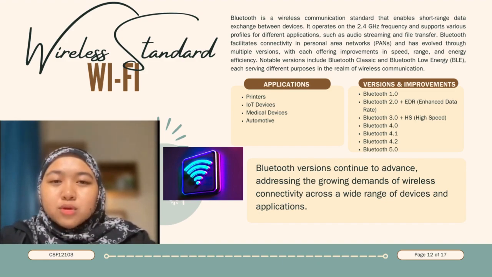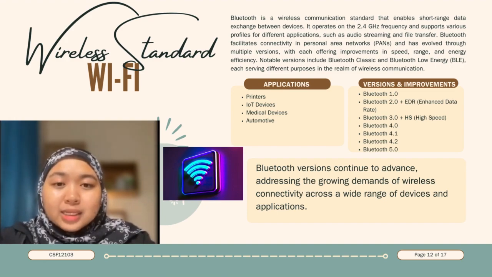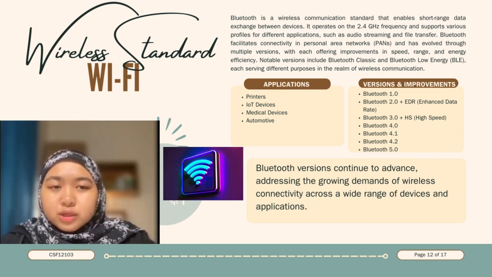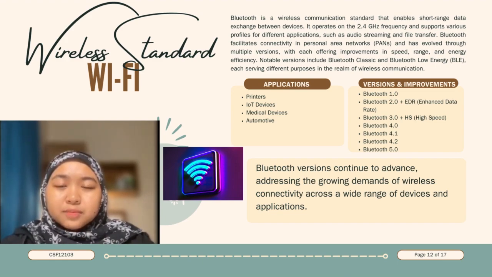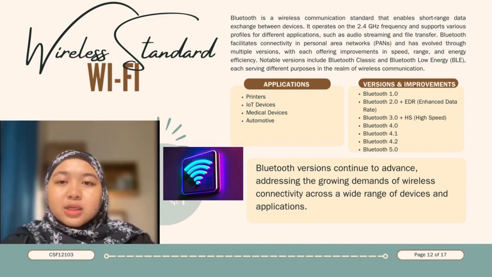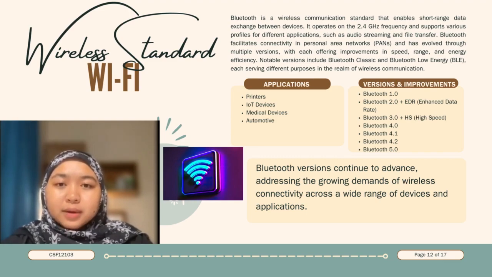Next is Bluetooth 3.0 plus HS. HS is High Speed. This Bluetooth was released in 2009. This version introduced the high speed feature using Wi-Fi technology for faster data transfer rates, especially for bulk data transfer. It maintained backward compatibility with Bluetooth 2.1 plus EDR.